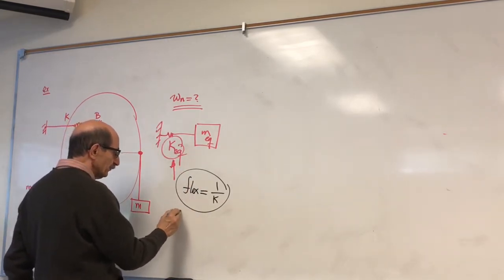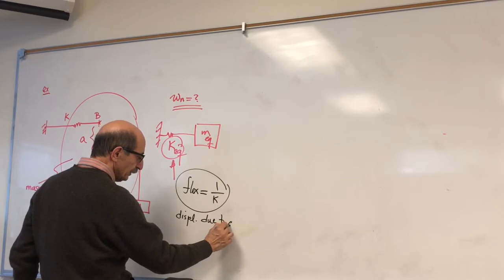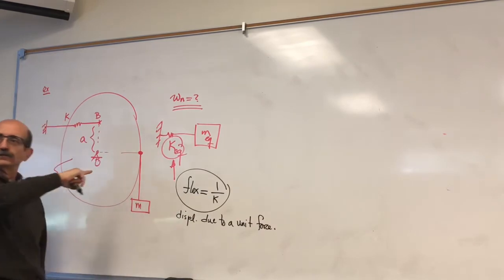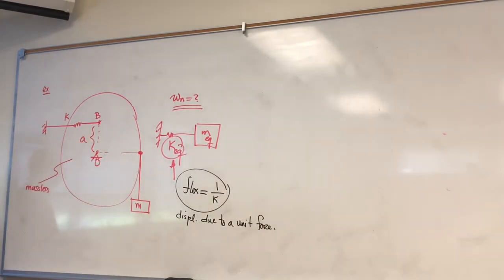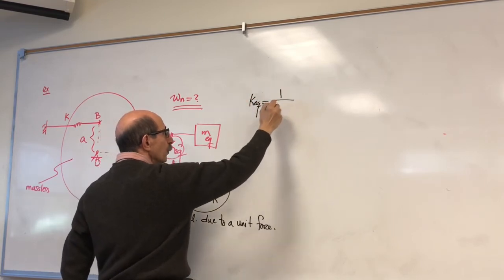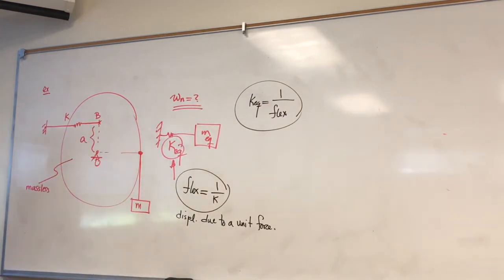Flexibility is the displacement due to a unit force. So if I can apply a unit force along the direction of motion to that mass, and then measure the displacement that is generated as a result of that unit force, that displacement that I will measure would be the flexibility. So if I find that flexibility, then the stiffness would be simply 1 over that flexibility, and that's all I need. So how do I do that?